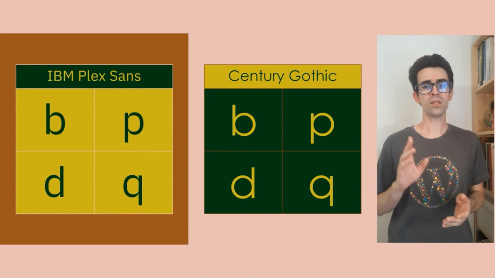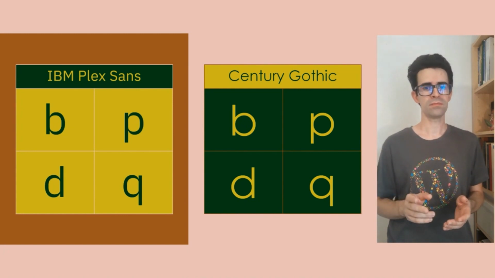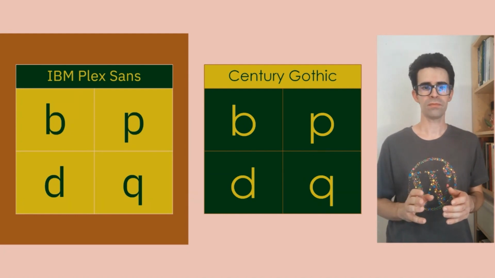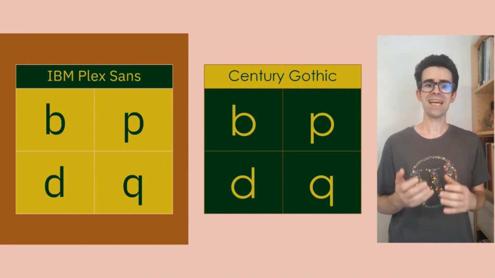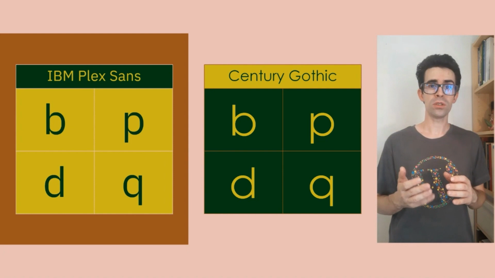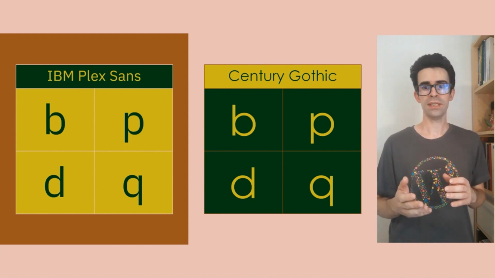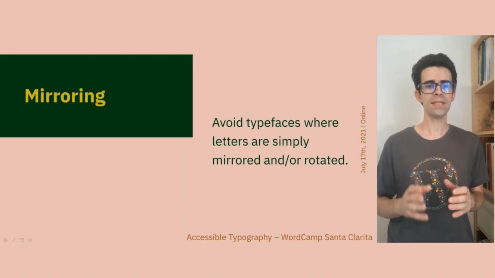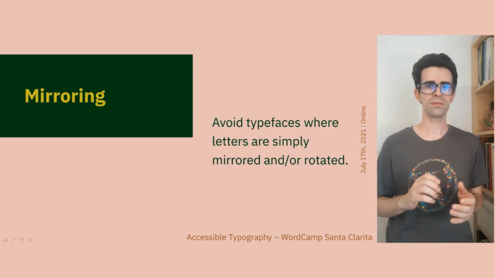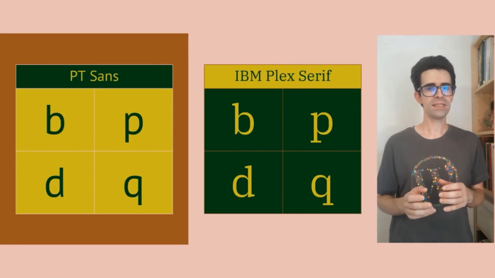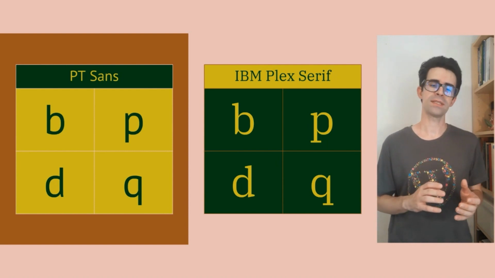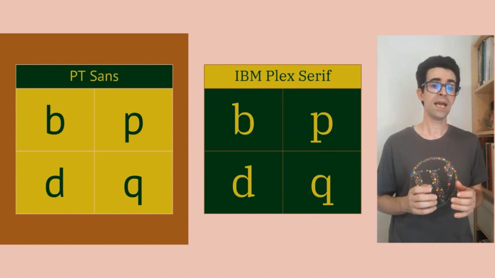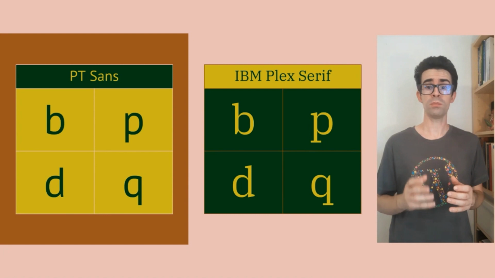But in fact, that is not very good for people with certain disabilities. For example, it's very common for people with dyslexia to mirror letters. Now, if some letters look exactly the same, it will be very difficult for these people to parse them correctly. So, in general, it's a good idea to look for typefaces where letters are not simply rotated or mirrored. This is why serif typefaces perform better than sans serif ones. Serifs usually stay to the left of ascenders and descenders, and help to make letter forms more distinguishable.